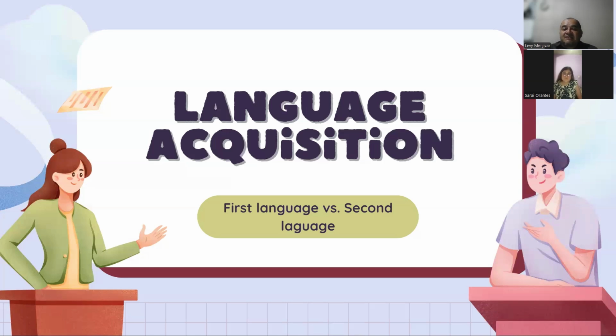Point one, input and exposure. First and foremost, both L1 and L2 acquisition depend heavily on input and exposure. For example, for L1, babies are surrounded by their native language from birth, constantly hearing it and absorbing its patterns with their families, their brothers, and also in the school, for example.